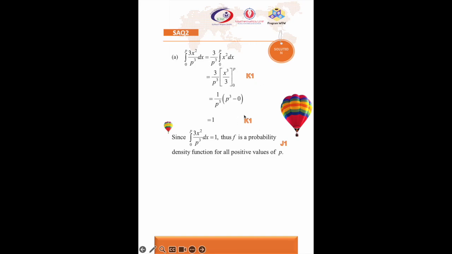And once you have shown your answer is 1, you're going to get 1 mark. And you're going to get the final 1 mark by concluding: since the integral is equal to 1, therefore it is a probability density function. So it's not a probability distribution function.